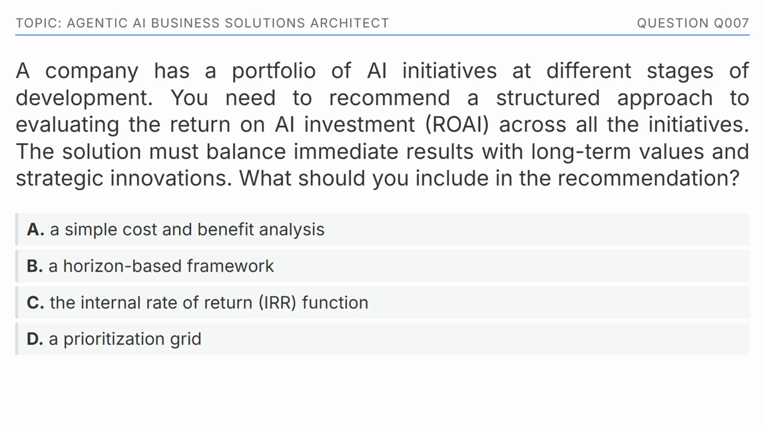The options are: Option A, a simple cost and benefit analysis. Option B, a horizon-based framework. Option C, the internal rate of return, IRR, function. Option D, a prioritization grid.